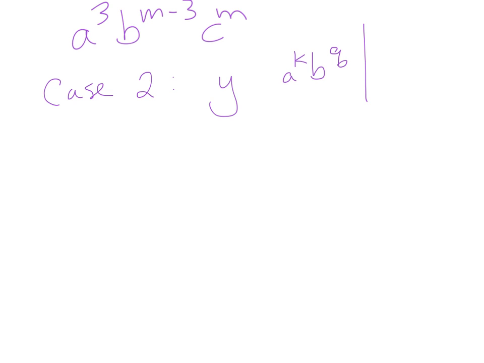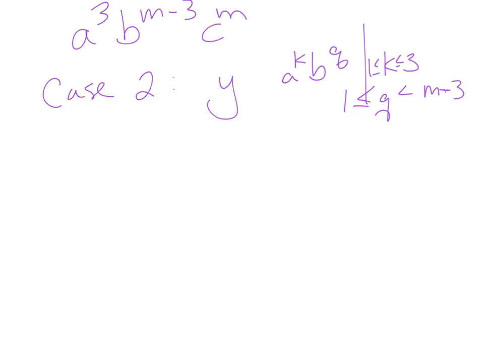And we know that K is going to be between 1 and 3, and q is going to be between 1. We have to have a B, otherwise Y wouldn't be of this form, right? Between 1 and how many B's are there? M minus 3, right? So this is a little trickier to see. So let's see what we've got here. Y has some A's and B's.